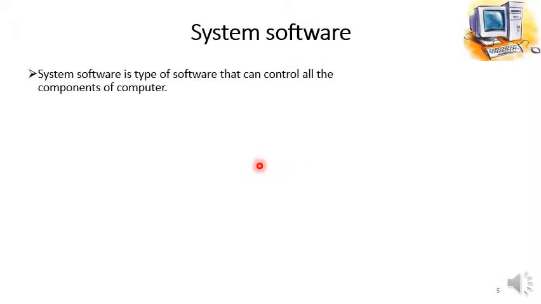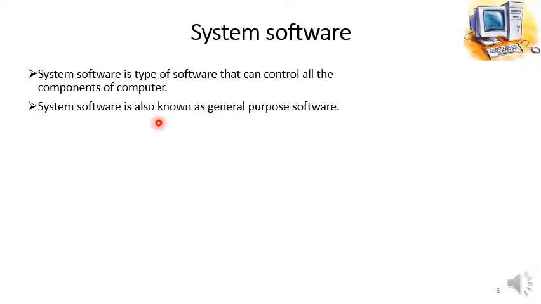Now, system software. System software is a type of software that can control all the components of a computer. System software is also known as general purpose software. It is necessary for all computers. As I told you, it's not just necessary, but it is essential for all computers. If we take the example of the operating system, without an operating system our computer cannot operate, so it is essential for all computers to have system software.